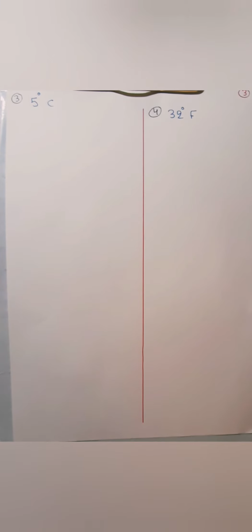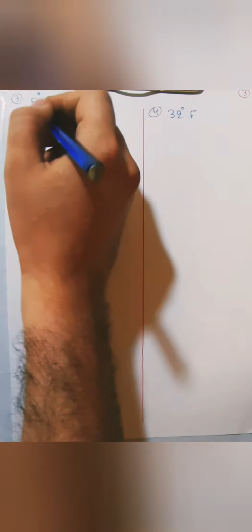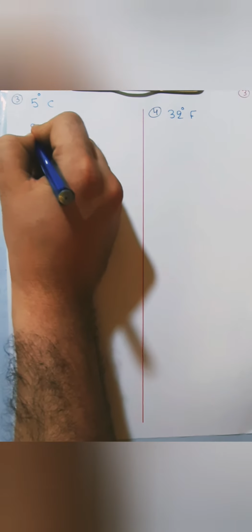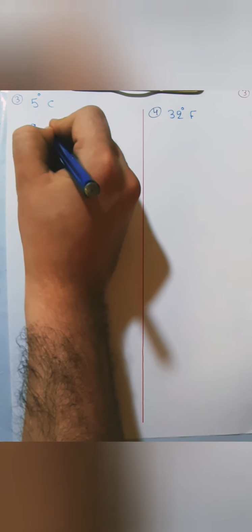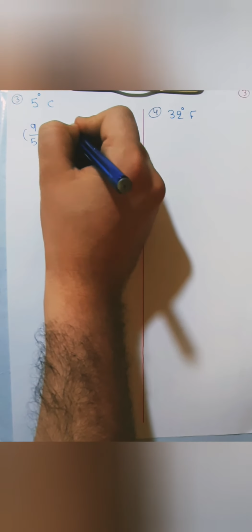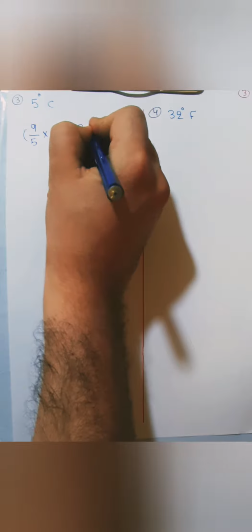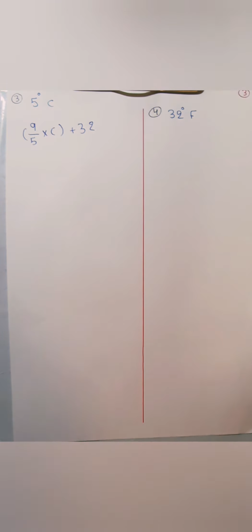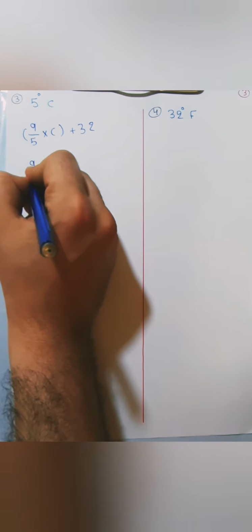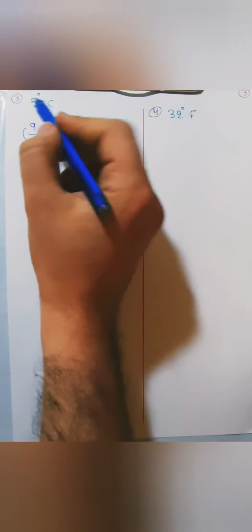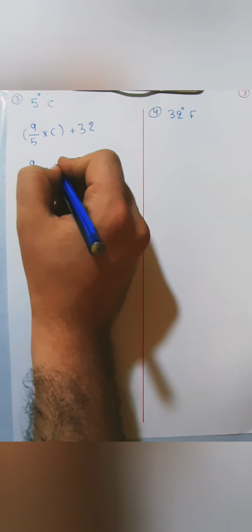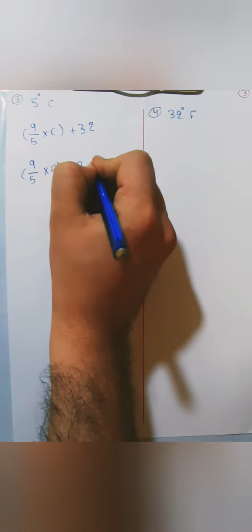Another example, example number 3, we have 5 Celsius. When we want to change to Fahrenheit, we have to use this rule: 9 out of 5 times C plus 32. 9 out of 5 times, we have to write 5 instead of C, plus 32.